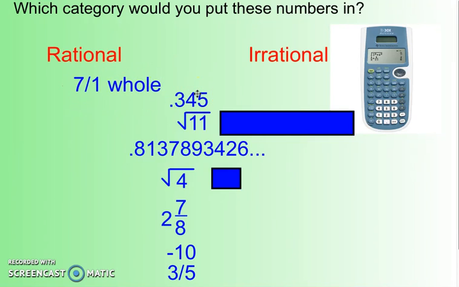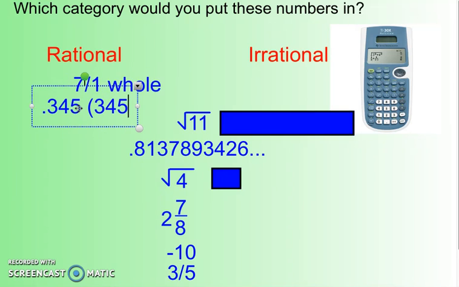How about 345 thousandths? Where would you put this? I too would put it in the rational category because actually the way it is said in words, 345 thousandths is the way that you would write it as a fraction. It's not in simplest form, but that's one way to write it as a fraction. And so it is considered a rational number.